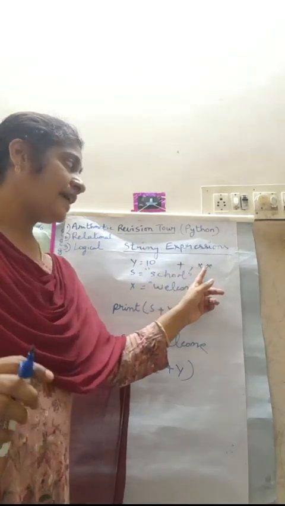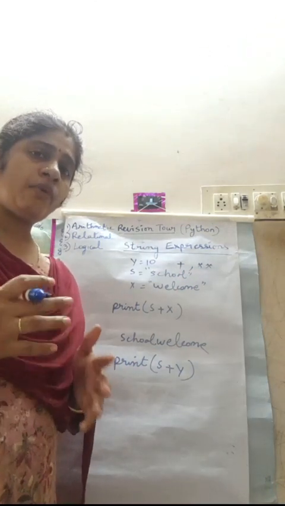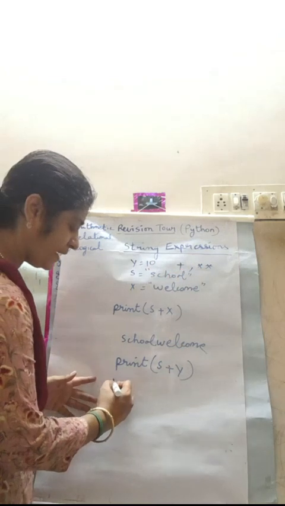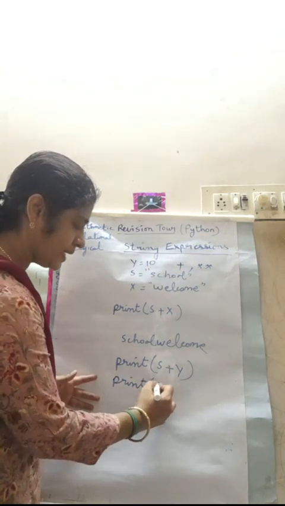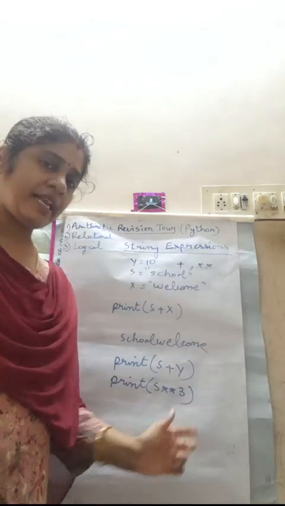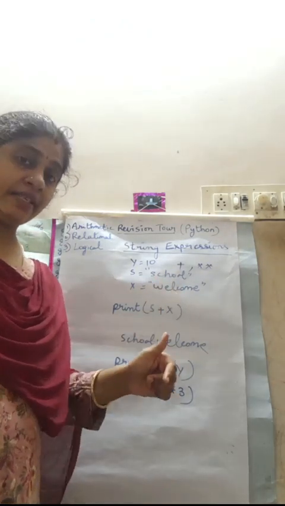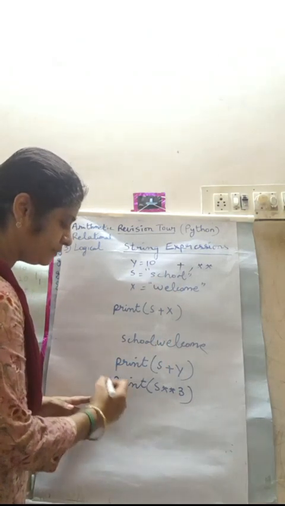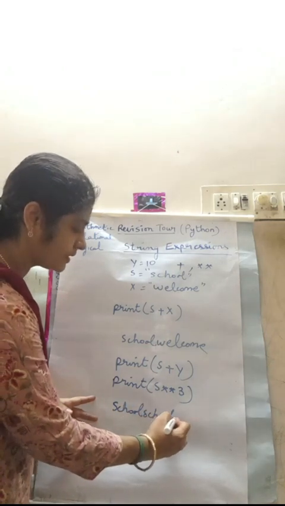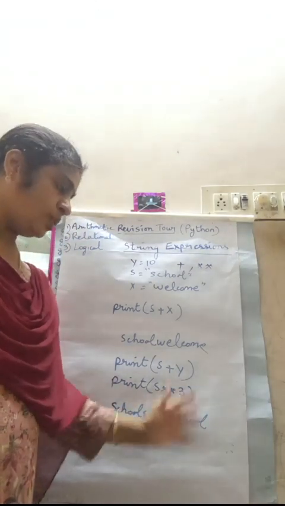Now suppose you want to repeat a string value, then you have to use exponentiation. Suppose I write print s, the exponentiation operator, and 3, like this. What will happen? It will print school 3 times. So the output will be school, school, school. It will display the value school 3 times.